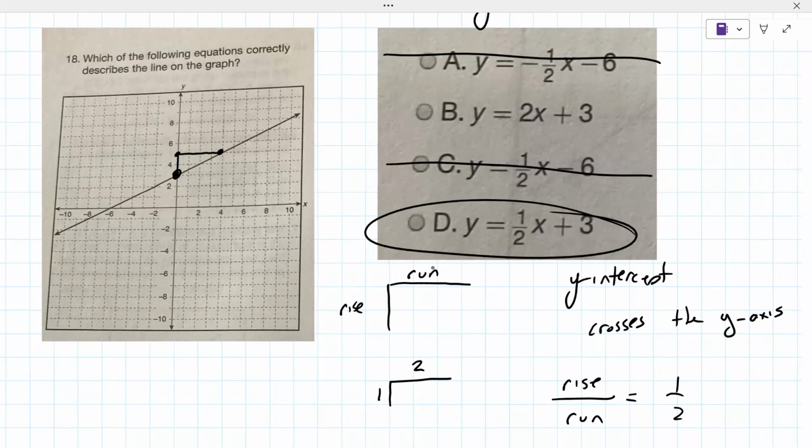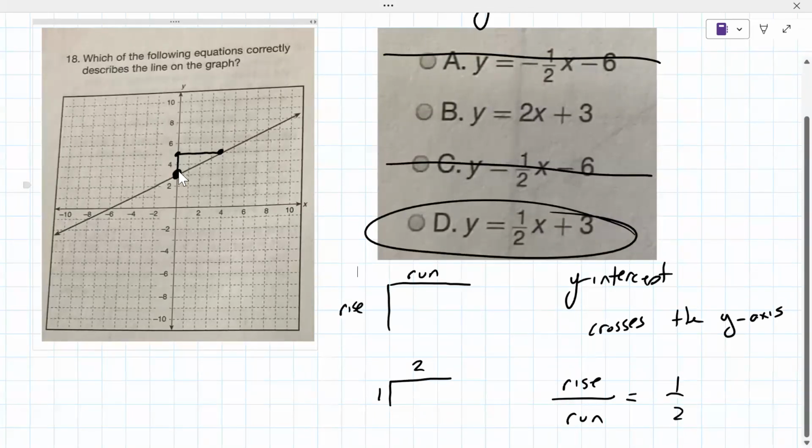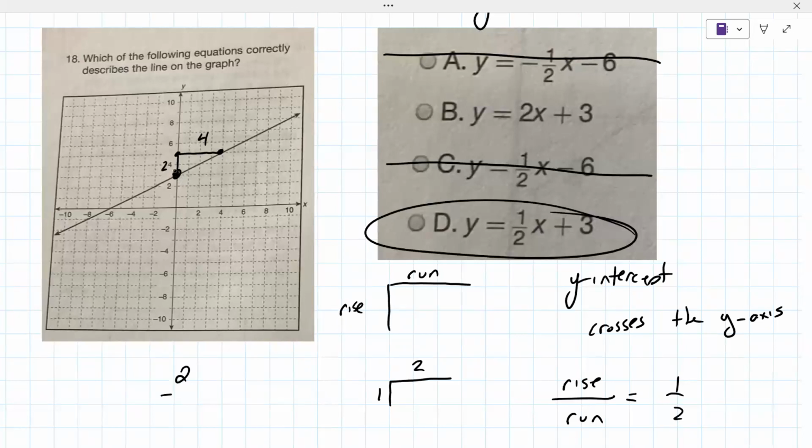Yes, you got it. All right. Any follow up to that? I got confused because on the screen it looked like you went up from 3 to 5 instead of 3 to 4. Well, I was trying to show you, you can go up 2 and then to the right 4. That's okay. 2 over 4. So you could do it either way, 1/2.